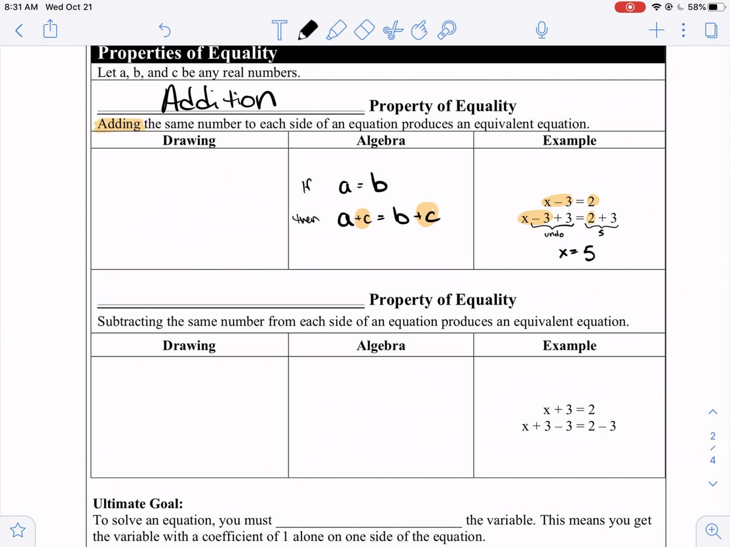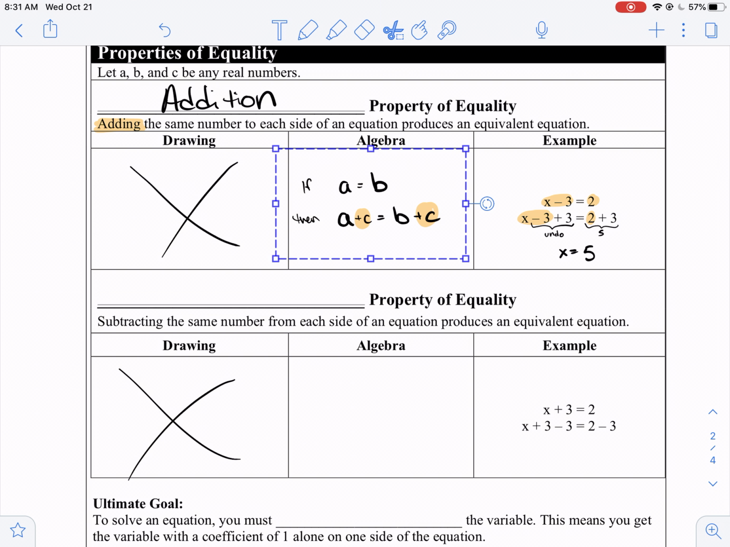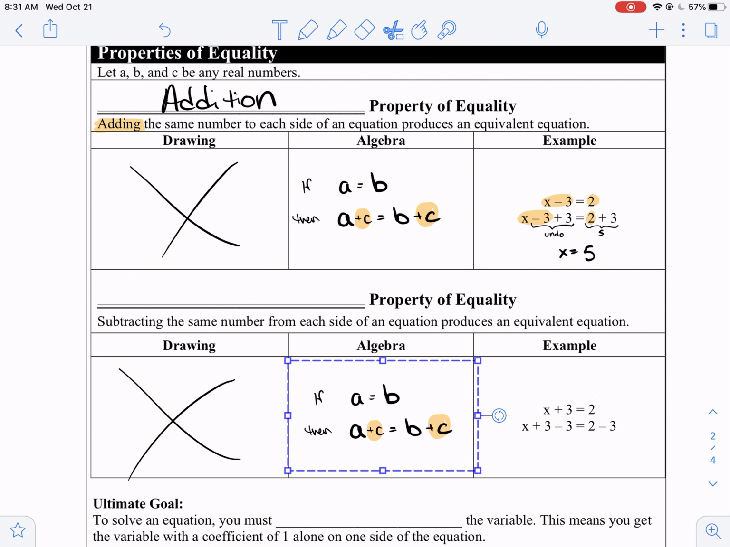Using that as a starting point, what do you guess is the subtraction property of equality?